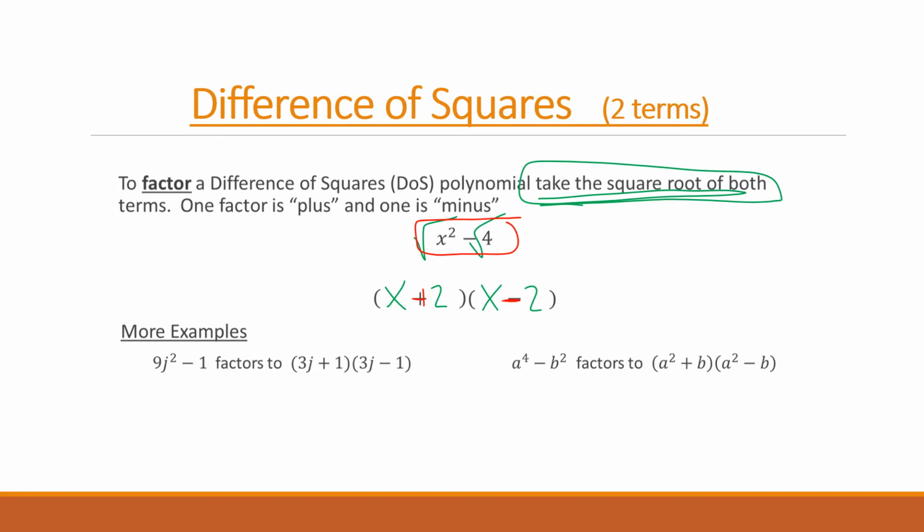So that's how I'm going to generally start looking at these. Here are two completed examples. If you think of it as the square root of 9j squared, that's 3j and 3j. The square root of 1 is just 1 and 1. For the square root of a to the fourth, remember the exponent is even, so divide it by 2. You have an a squared and a squared, and then the square root of b squared is just b and b.